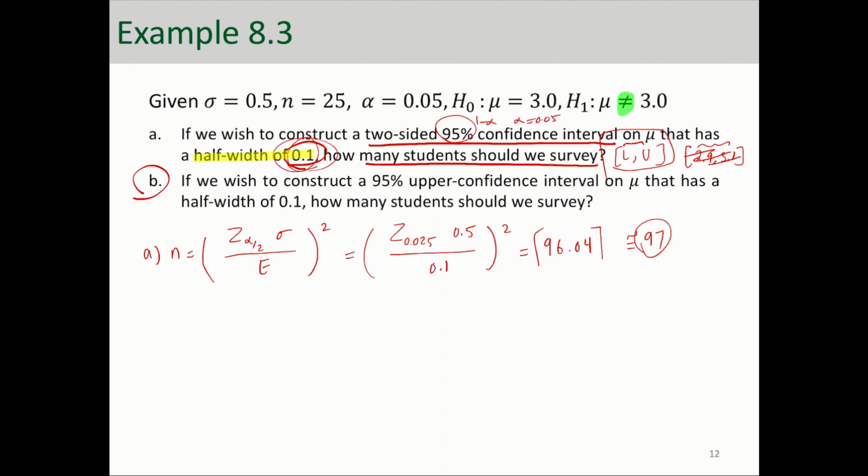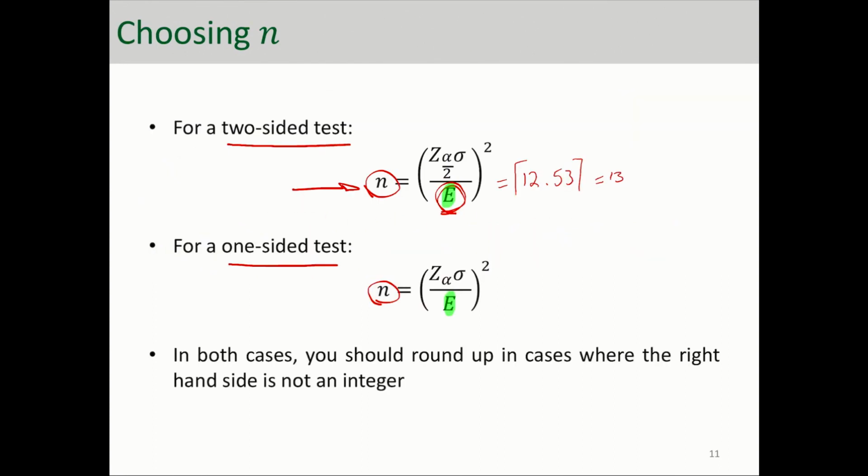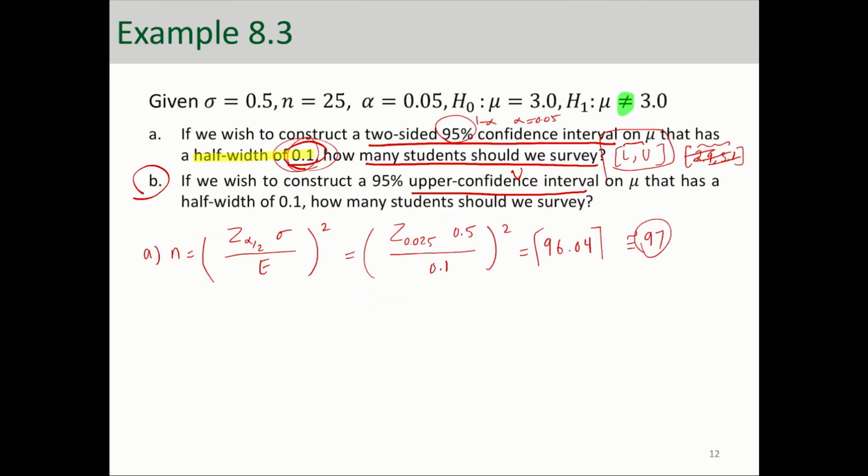Now in part B, it says, if we want to construct a 95% upper confidence interval, so basically we're just calculating the U on the mu that has a half-width of 0.1, how many students should we survey? So for one-sided, this is the formula, and the only difference is z of alpha over 2 is going to be z of alpha, times sigma over half-width, squared.